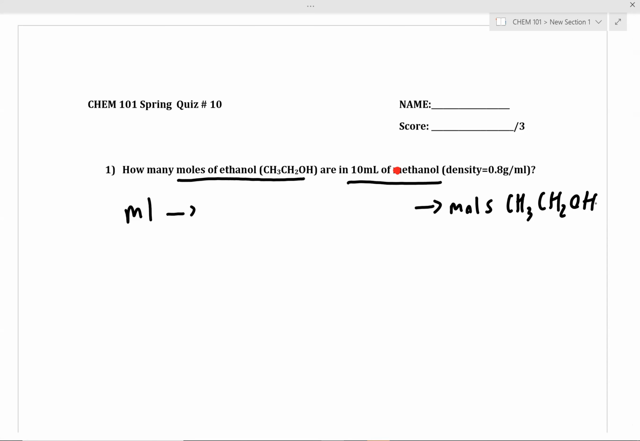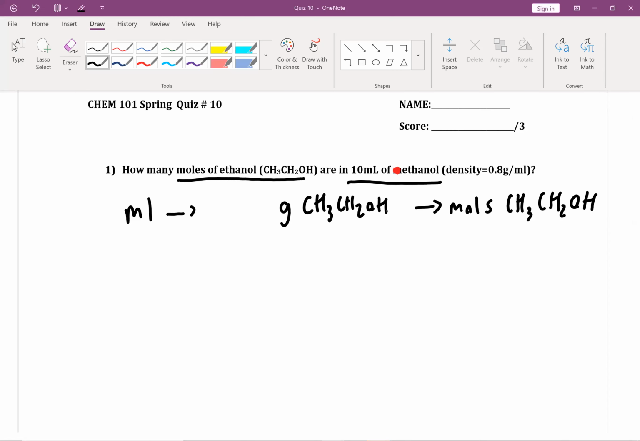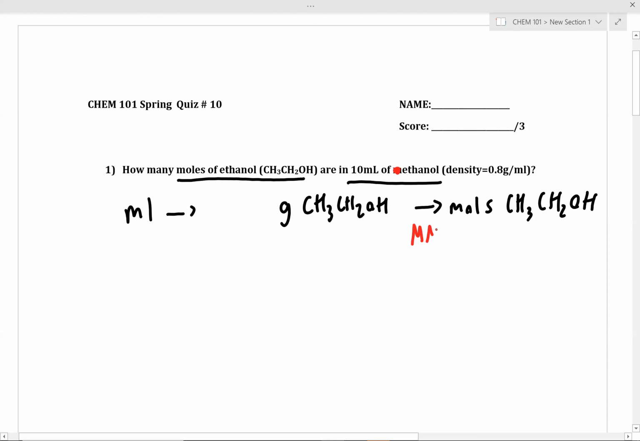Molar mass and what initial quantity? Grams, exactly. So we're going to go to grams of ethanol. And as our classmates astutely pointed out, we will use our molar mass as a conversion factor to go from grams to moles. Perfect. How do we get from milliliters to grams?